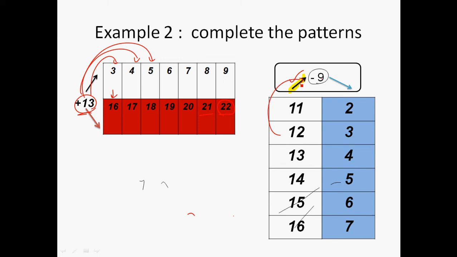12 minus 9 equal 3. 13 minus 9 equal 4. 14 minus 9 equal 5. And also 15 minus 9 equal 6. Last number. Good. 16 minus 9 equal 7. Voila. Excellent. Thank you so much.